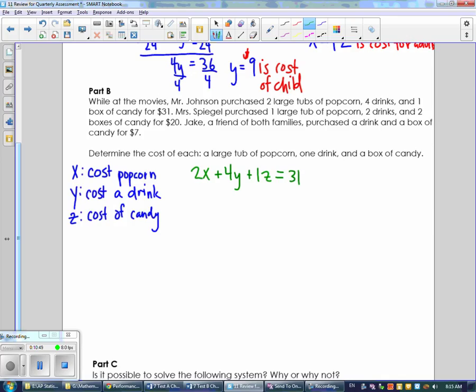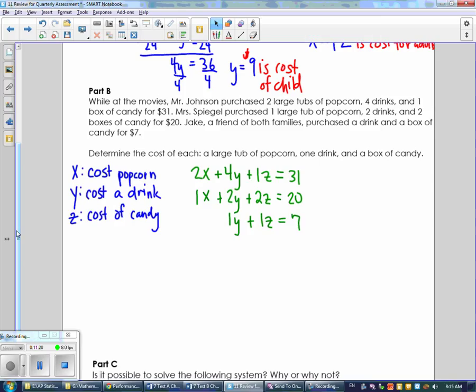Mrs. Spiegel purchased 1 tub of popcorn, that's 1x, plus 2 drinks, that's 2y, and 2 boxes of candy, that's going to be 2z, and she spent $20. And finally, Jake, a friend of both families, purchased a drink and a box of candy. So he didn't purchase any popcorn, so there's no x's, but he did purchase a drink, so that's going to be 1y, and a box of candy, plus 1z, and that is equal to $7.